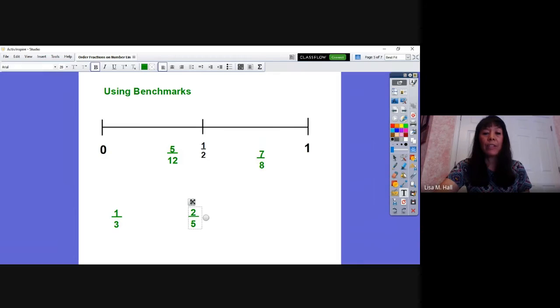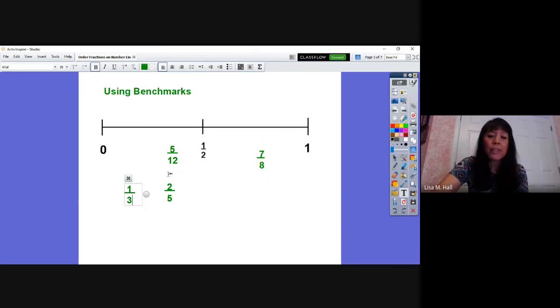2/5, we had that one already. 2/5, I know, is going to go over here. And 1/3 is also going to be less than a half. So we've got to decide where these fractions go. Well, I know 5/12 is just 1/12 away. It's going to be very close to 1/2. 7/8, I'm confident, goes right here. So we've got to decide between our 1/3 and our 2/5, which one is greater.